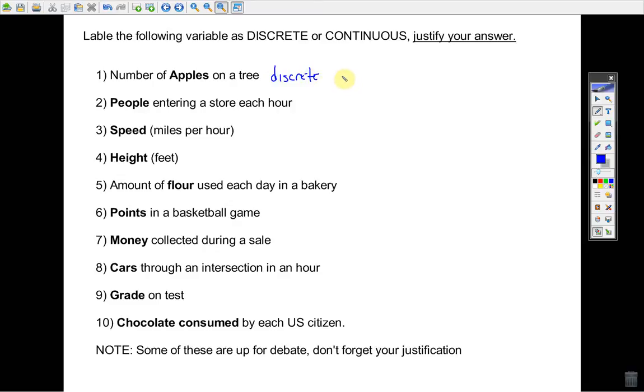And if we were graphing it, we could do that with disconnected dots. People entering a store at each hour. Well, that is again countable. We're not dealing with half of people or quarter of people. You have one person, two people, three people, so on and so forth. So that would be discrete.